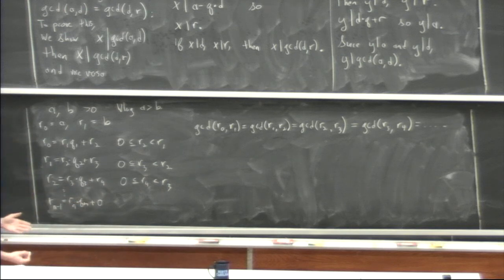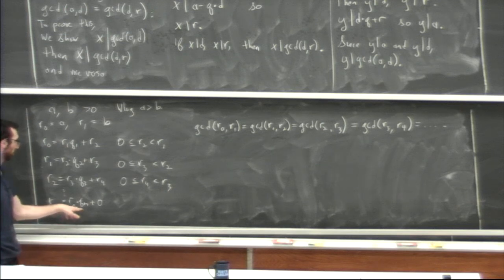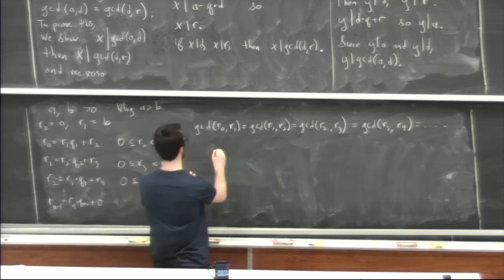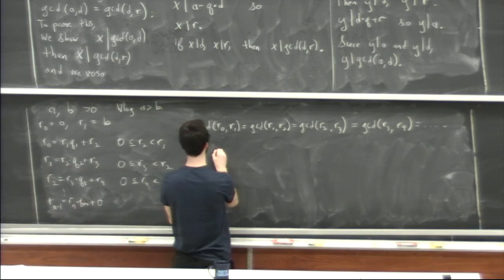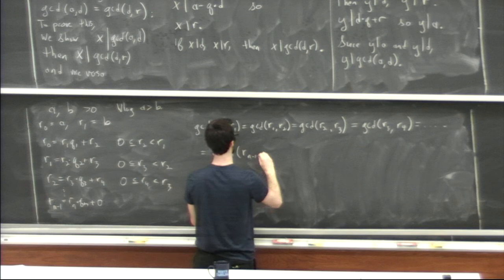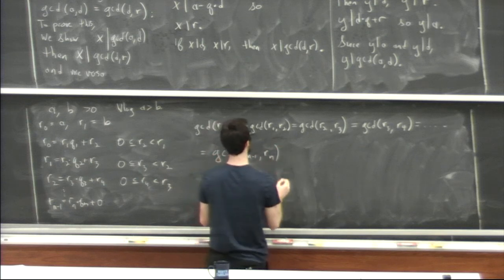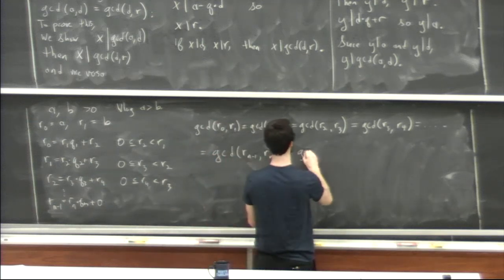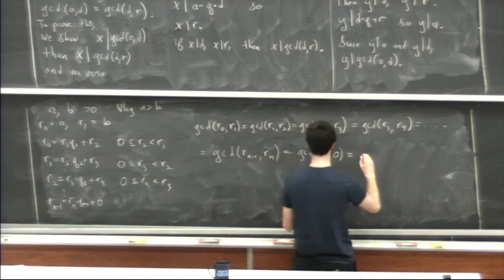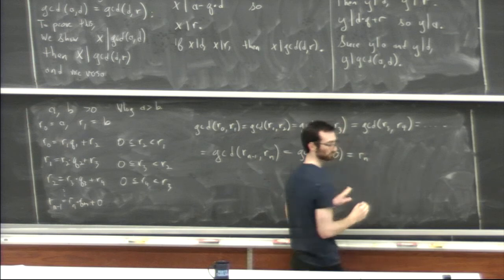And at this point, the process is about to terminate, right? So here, since R_{n-1} is equal to R_n times Q_n plus 0, all the way over here, I'm going to have equality equal to GCD of R_{n-1}, R_n. This is going to be equal to the GCD of R_n, comma 0, which we just know is going to be R_n.